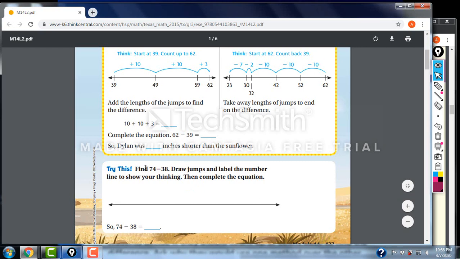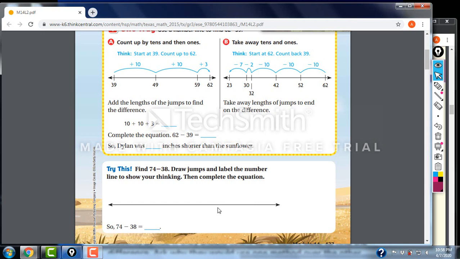Okay, try this one here. Find 74 minus 38. Draw jumps and label the number line to show your thinking. Then complete the equation. So take a minute to do this right now. Pause the video, and after you finish working it out, come back and replay the video. Then come back when you're done, and we're going to compare your number line.